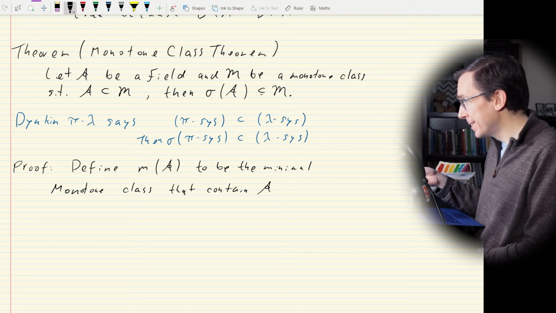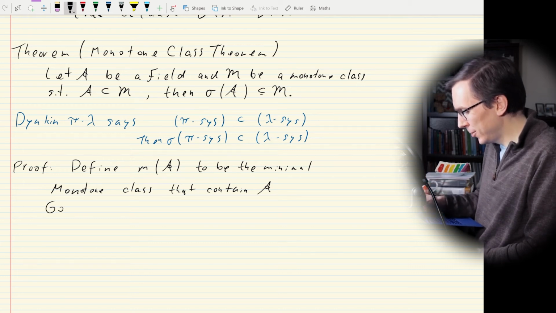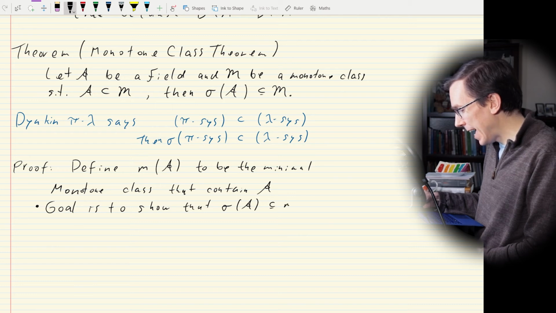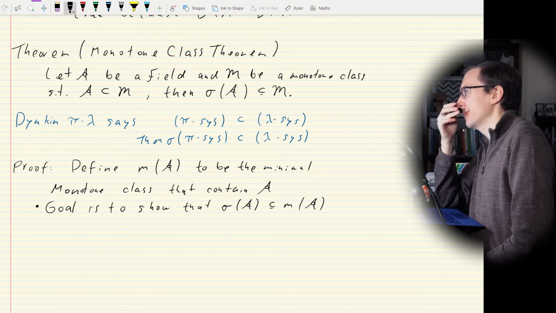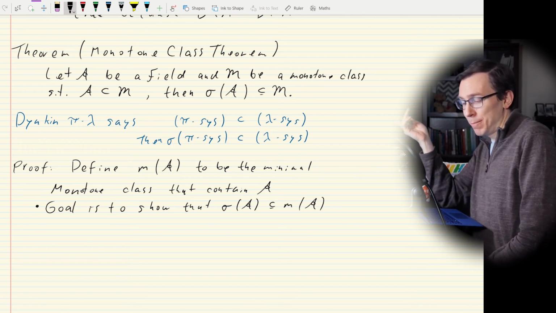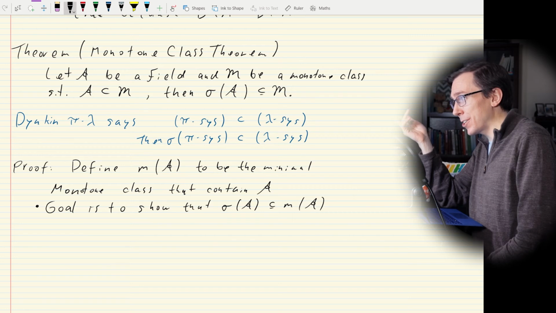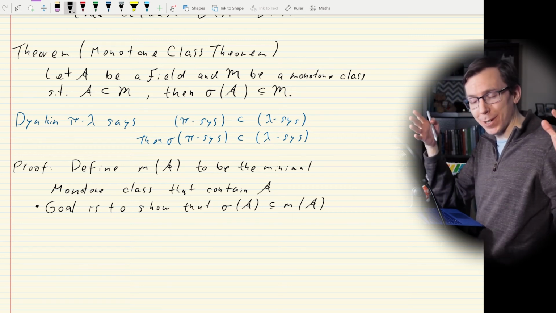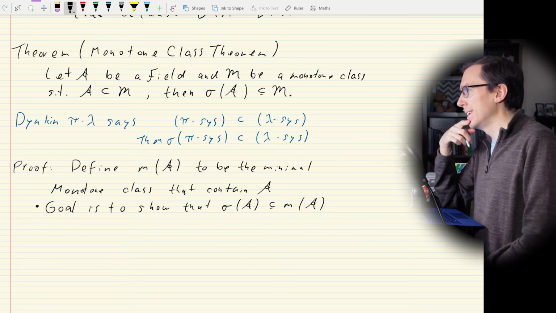Now the goal of this proof is to show that sigma A, the smallest sigma field containing A, is contained in M A, the smallest monotone class containing A. We can think of the smallest monotone class containing A as the intersection of all monotone classes that contain A. That's one way to think about it: there is a minimal monotone class.